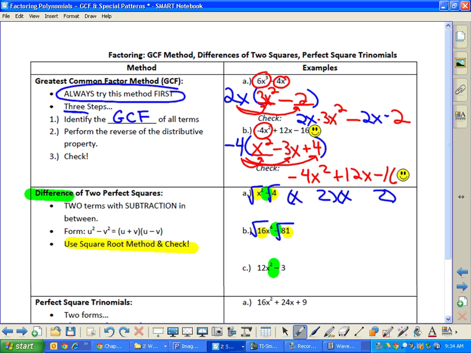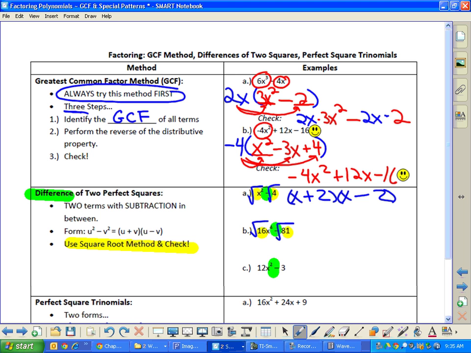Notice if I FOIL this, I need my outers and inners to go away because there's no middle term. That tells me if I need my outers and inners to go away, I have to have 1 positive sign and 1 negative sign in my parentheses. Again, you check with FOIL. X times x is x squared. I have negative 2x and positive 2x. Those go away. And then positive 2 times negative 2 is negative 4. It all works.